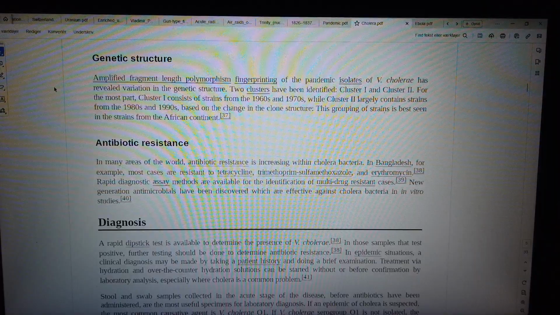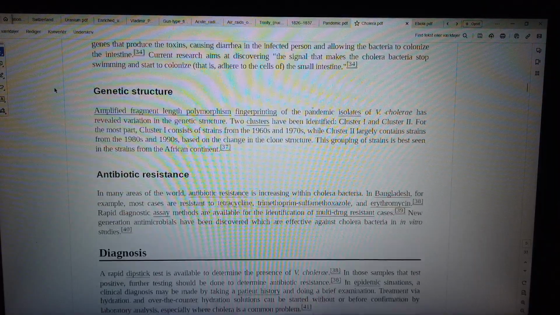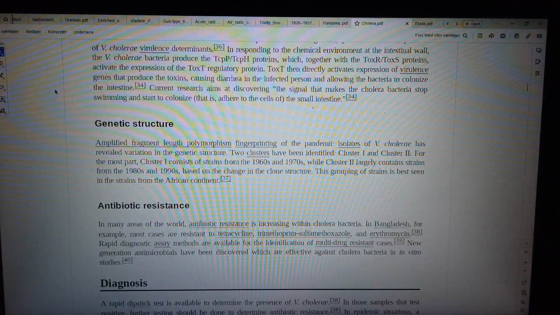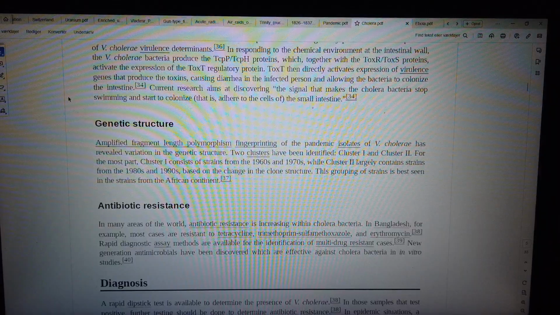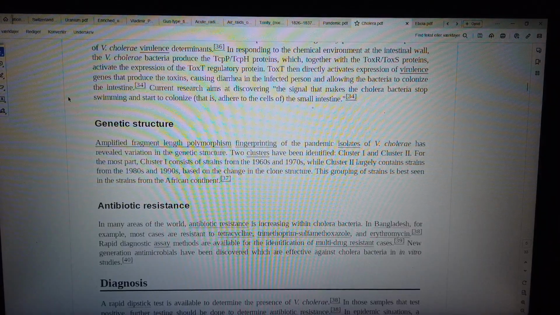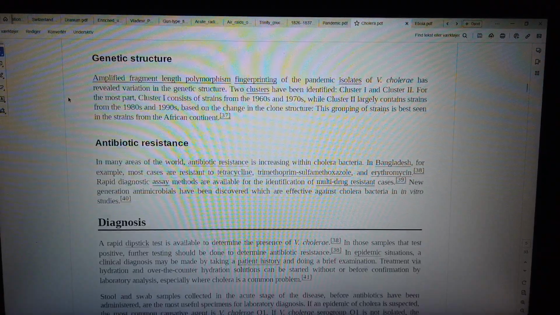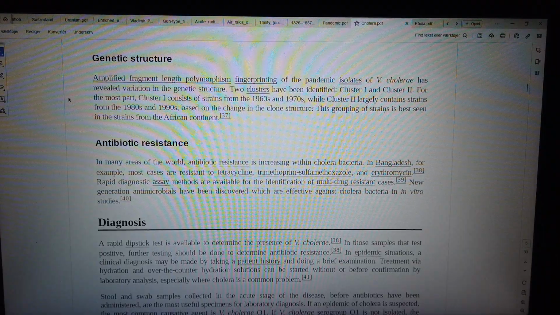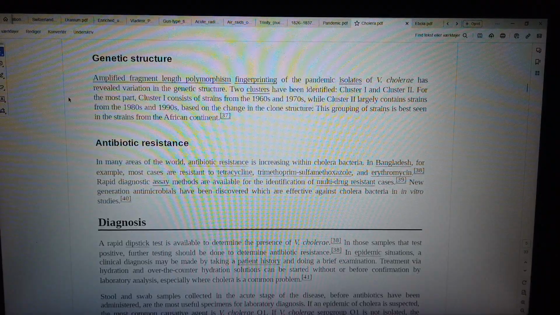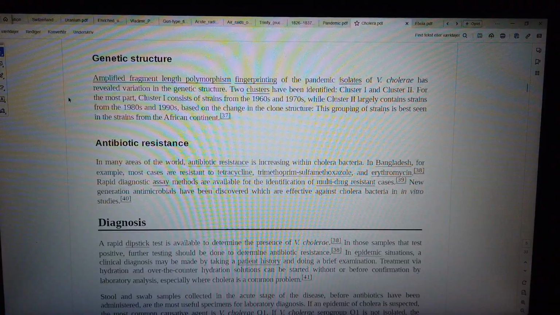Current research aims at discovering the signal that makes the cholera bacteria stop swimming and start to colonize, that is, adhere to the cells of the small intestine. Genetic structure. Amplified fragment length polymorphism fingerprinting of the pandemic isolates of V. cholerae has revealed variation in the genetic structure.